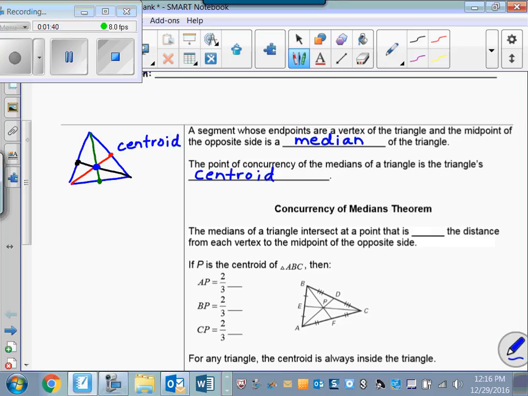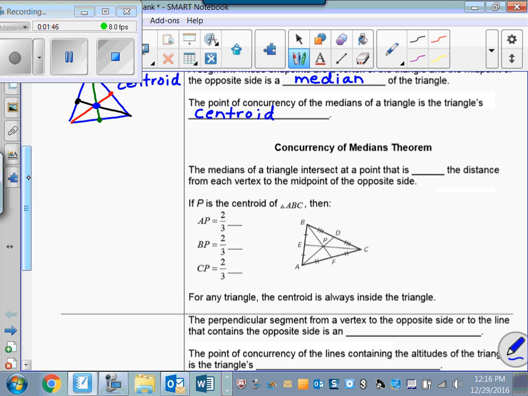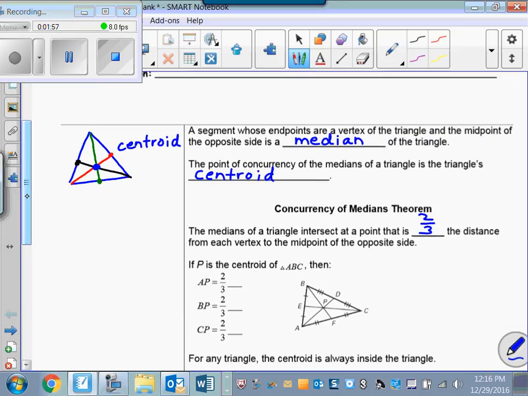And as you would expect, we have a theorem about the concurrency of the medians. The medians of a triangle intersect at a point that is 2/3 of the distance from each vertex to the midpoint of the opposite side. I'll come back down here to this example in a minute, but let me take the one that I drew here. Let's look at my green median, and let's just say that that is 24 inches long.